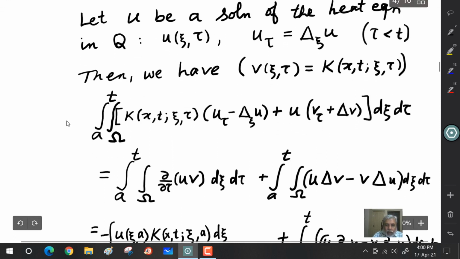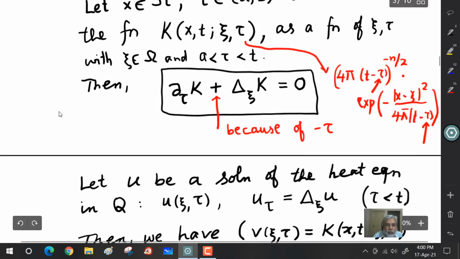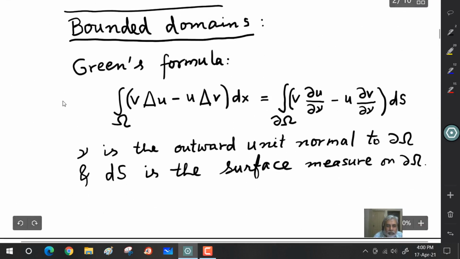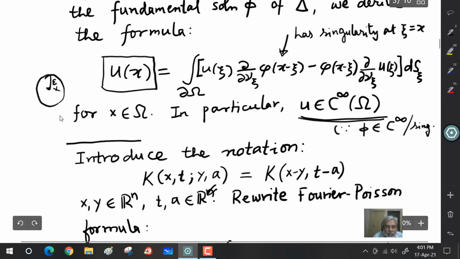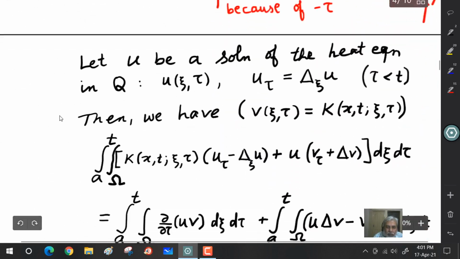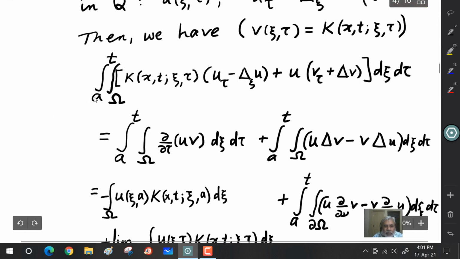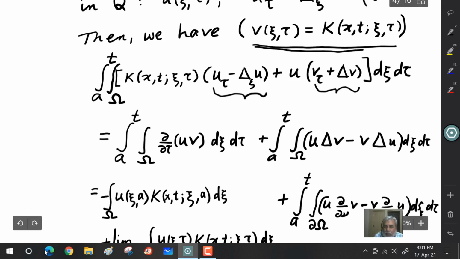Okay. And now you integrate similar to the Green's formula. Similar to the Green's formula. Now instead of only the Laplacian, we will bring in that heat operator. So I integrate from a to t, the integral over omega, of the heat operator on u, and here a similar heat operator for v. For ease of writing, I am just temporarily introducing this notation.